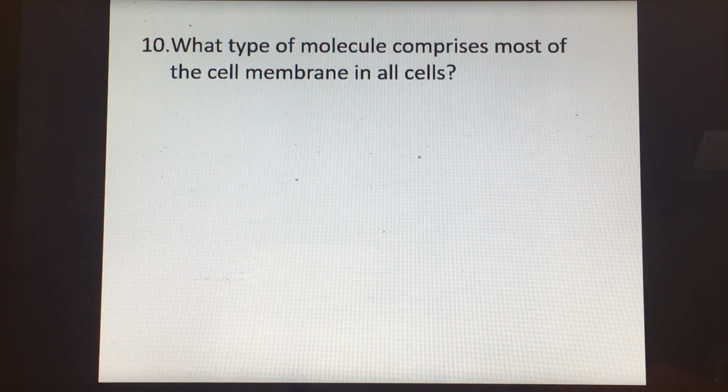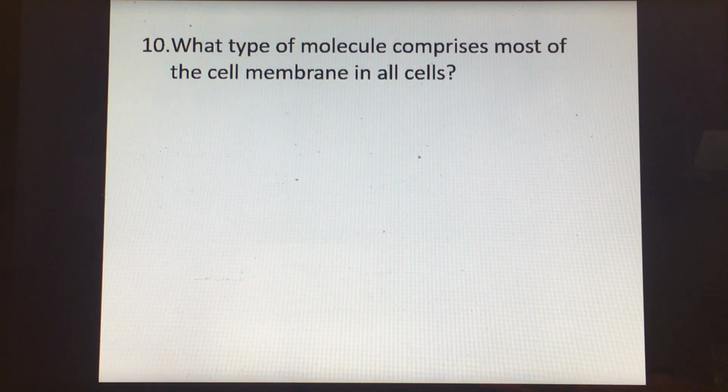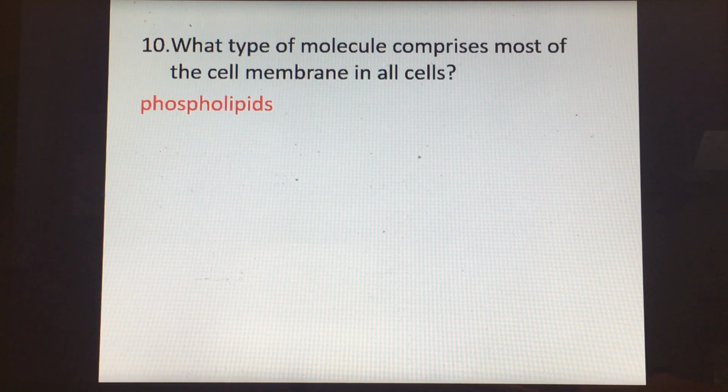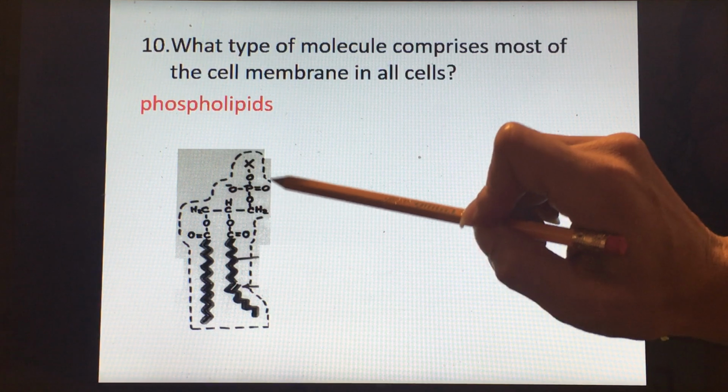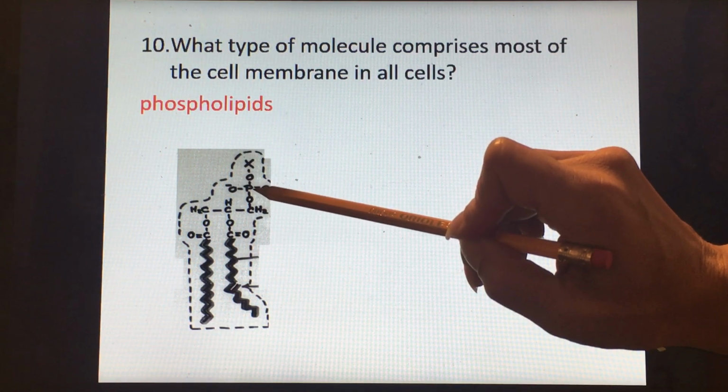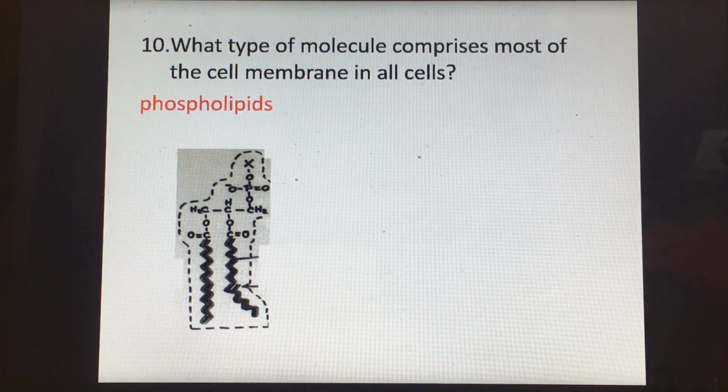So what type of molecule comprises most of the cell membranes in all cells? This one is super important. This would be a phospholipid. So you can tell it's a phospholipid because it has this PO4, this phosphate group right here. So always look for that. That's the telltale sign that you probably have a phospholipid.